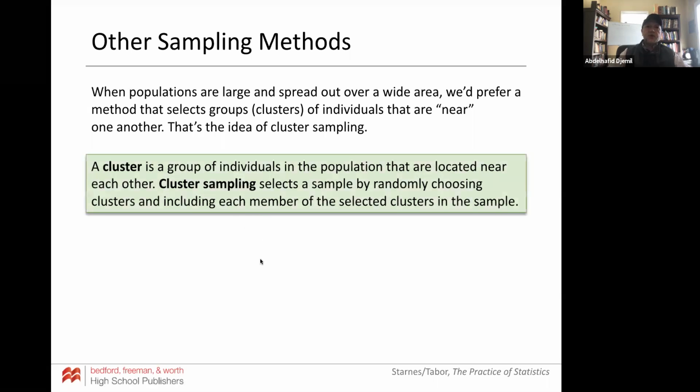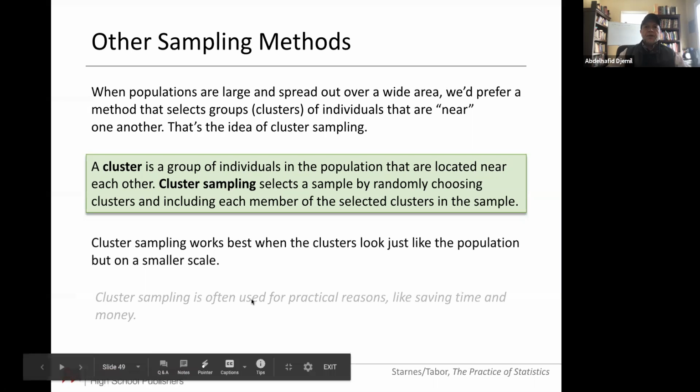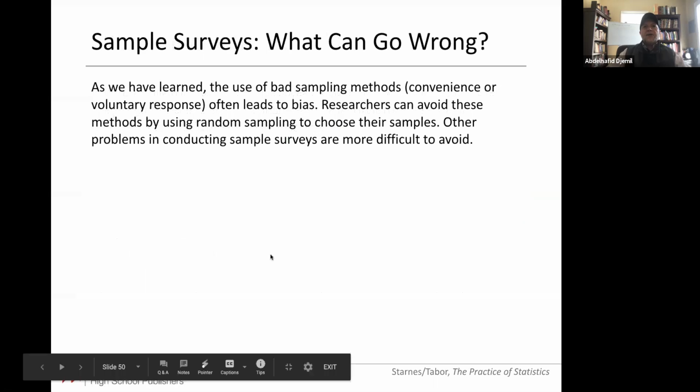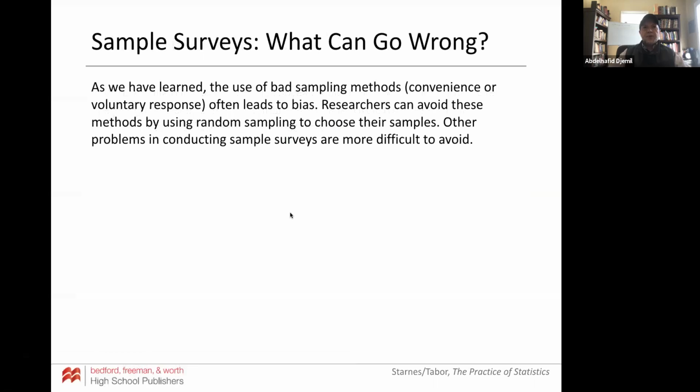So a cluster is a group of individuals, and in cluster sampling, we select a sample by randomly choosing a cluster, and include each member of that cluster. So if we have many grades, like from 9th grade to 12th grade, we're going to take one class from each of them, or select an SRS class from each of those grades. And then we put those classes together to have the sample from the school. So these are the different types of choosing the samples.